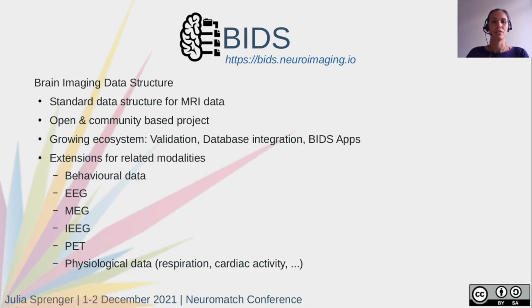Together with the structure, a growing ecosystem has developed for validation of this structure, integration into databases, and so-called BIDS apps that perform actions on data that are structured in this way. Since the original Brain Imaging Data Structure appeared, it has been extended to several related modalities, for example, behavioral data or EEG data. So here we propose to add one more extension that also supports animal electrophysiology data.